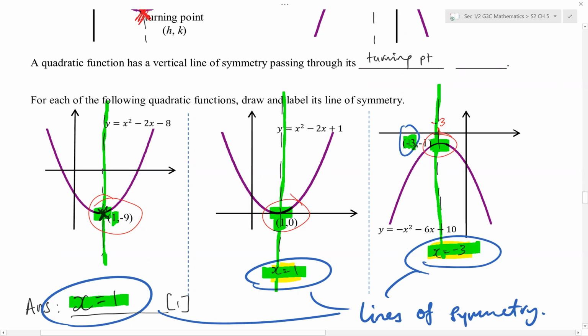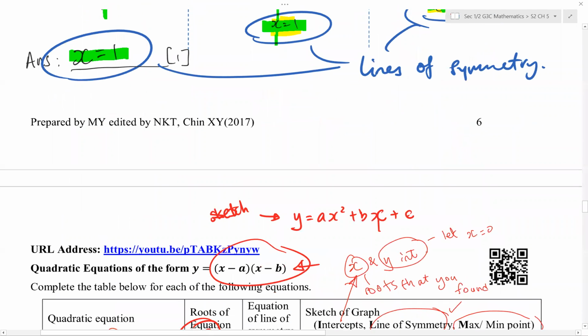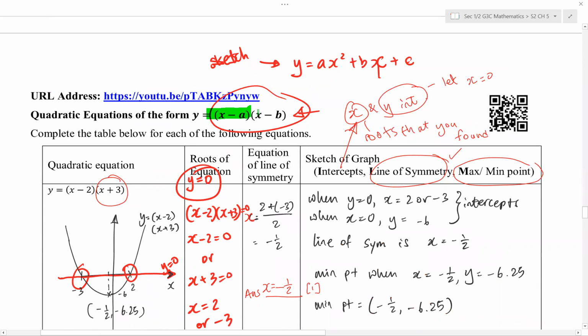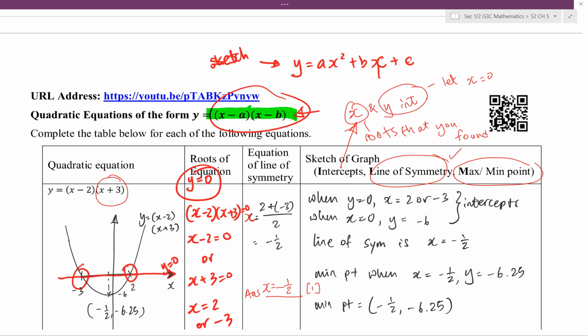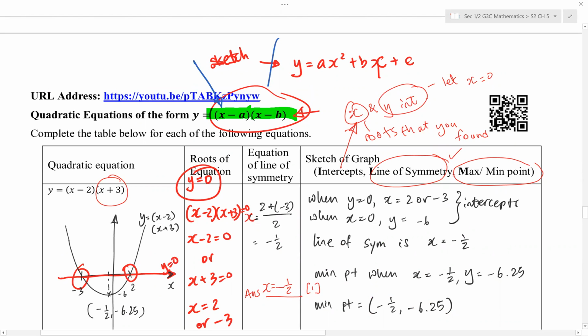So we have half of the coordinates of the turning point already. The moment you wrote down the line of symmetry, you already have the x coordinate of the turning point. And then how to find the y coordinate? Substitute back into the equation. You were given an equation, y equals ax squared plus bx plus c. Or, in this case, the format is y equals (x minus a)(x minus b). When you have the line of symmetry, you have the x value. You put the x value into these x terms, and we substitute, we get the answer.